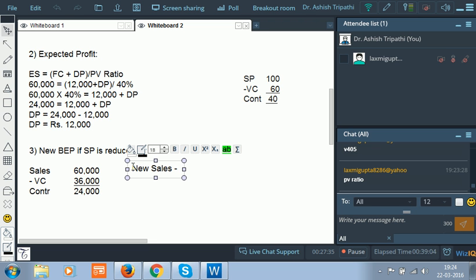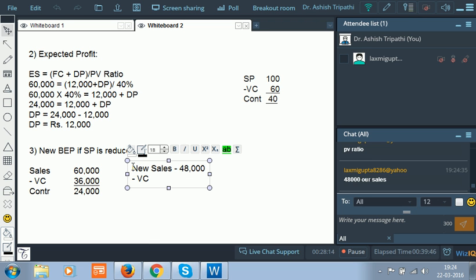Now new sales will be how much? As you said, we will have to reduce it by 20%. The selling price will have to reduce by 20%. So 60,000 is the sales right now. 60,000 का अगर 20% हम लोग निकालते हैं तो it will come to 12,000, as you said. 20% of 60,000 will give you 12,000. Yes, so 48,000 becomes our new sales.